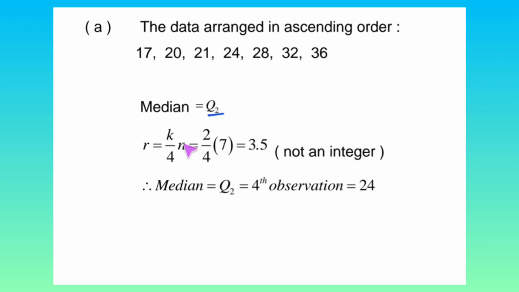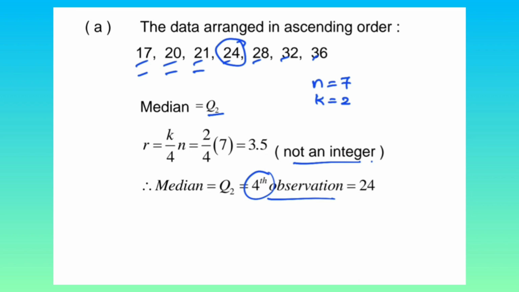Firstly, we need to find r, which observation. So r is equal to k times n over 4. From here, we count 1, 2, 3, 4, 5, 6, 7, so n is equal to 7. Just substitute. k is 2 because we want to find the median. So 2 times 7 over 4 is 3.5. This is not an integer, so we just round up to the next integer. So Q2 should be the fourth observation. The fourth observation is 1, 2, 3, 4, so the answer for the median is 24.